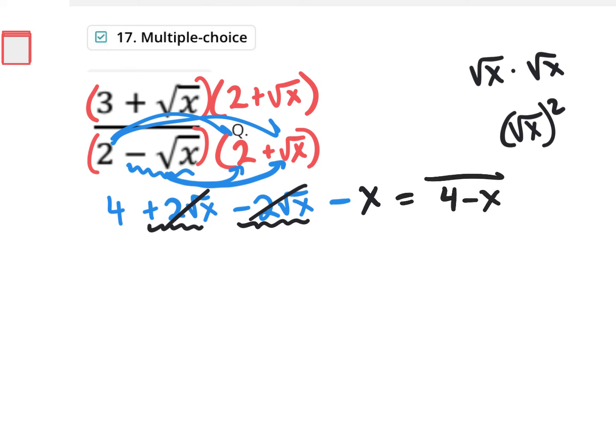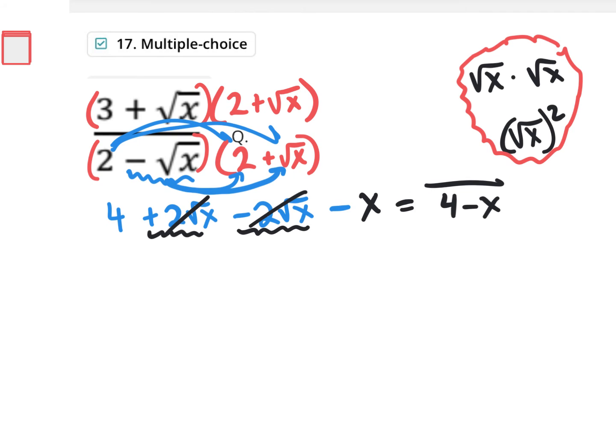That's the denominator. I'm just going to put this in a little cloud because that was the work that we did, multiplying the square root of x times square root of x. Anyway, this is the denominator. Now let's go for the numerator.